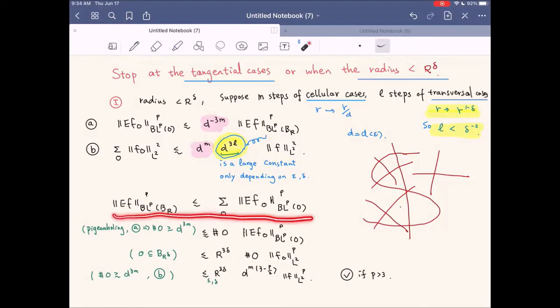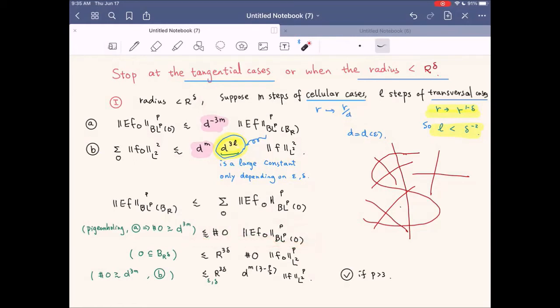by our assumption that we stop at radius r to the delta, we have this inequality. And here we can apply a pigeonholing step. So we sort the size of this quantity and then we find a popular quantity. So this is the popular O. It's the O such that the BLP norm of EFO is the popular quantity. So this is done by applying a pigeonholing step.